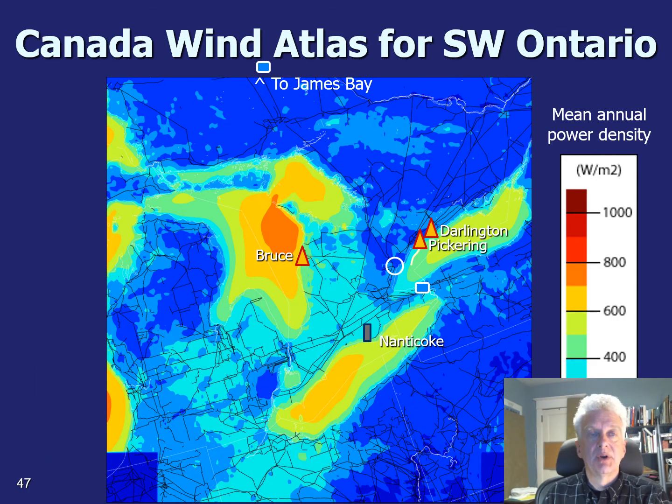Here's another view that overlays a view of the power grid with a couple of major power plant locations, including the former location of the Nanticoke coal-fired plant. That and a wind resource map from the Canadian Wind Atlas for this region. And so that's an interesting way to look at where you might find sites with some good amount of wind that are also close to the power grid.